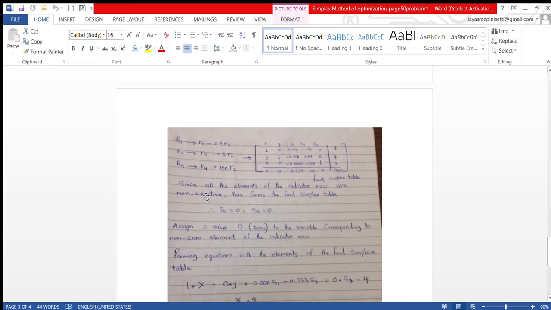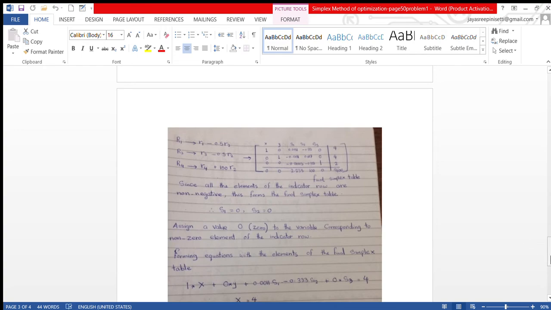So now, read here: since all the elements of the indicator row are non-negative, this forms the simplex table. So this is the final simplex table. No need to do any more operations. Okay. Now, in the beginning we converted equations into a table.